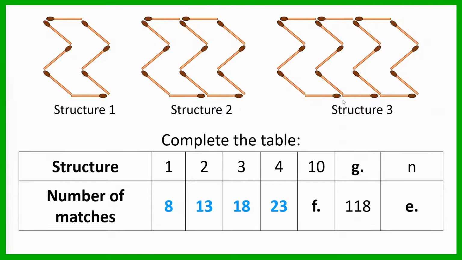Okay, now we need to go and work out E, F, and G. Now the reason E has been put first is because it'll help us to work out what F and G are if we know what the rule is. Okay, so let's go and have a look at how we would work out the rule.